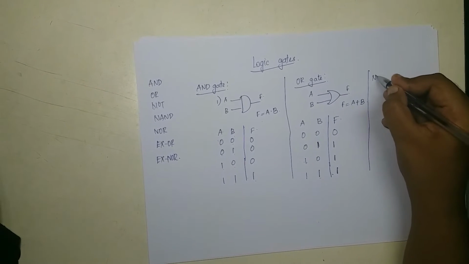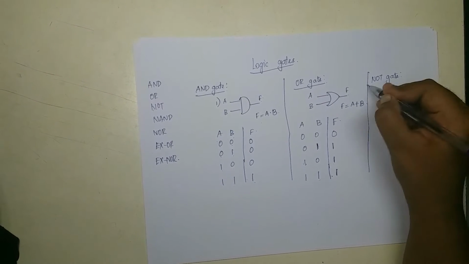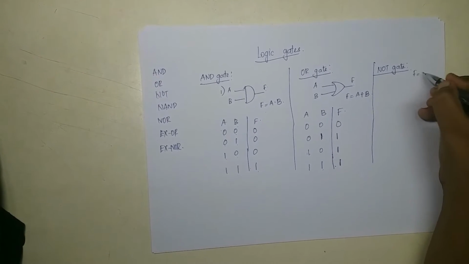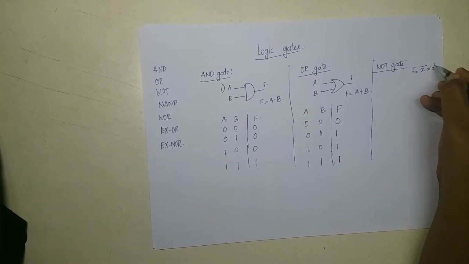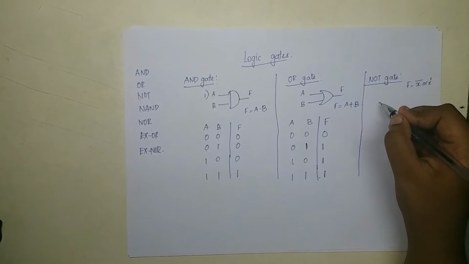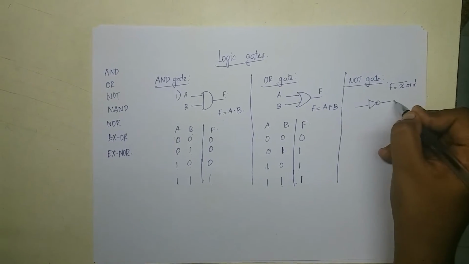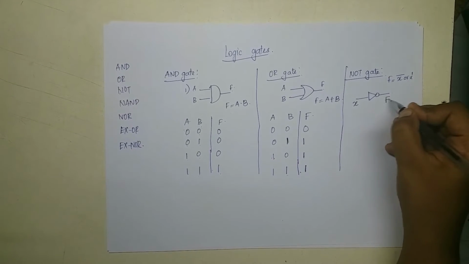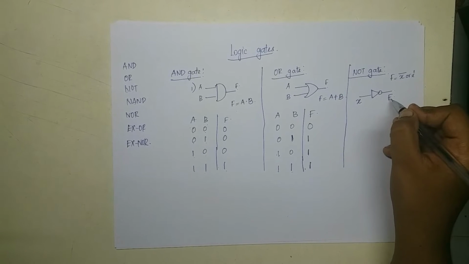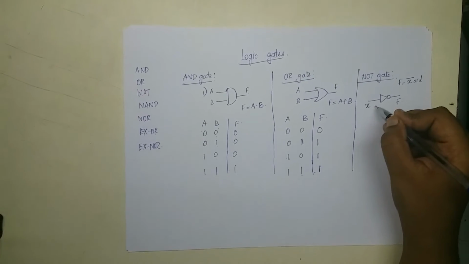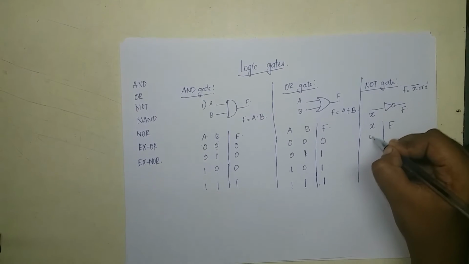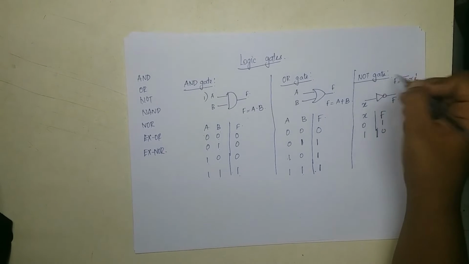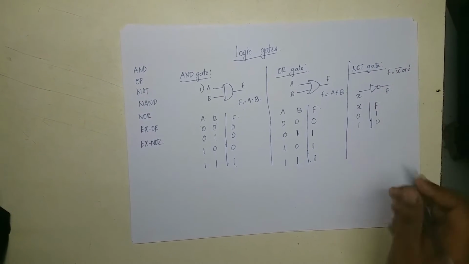Then the next gate is NOT gate. The algebraic function of NOT gate is F is equal to X bar or X dash. Here the graphic symbol of NOT gate is like this. We will be having one input and one output. If it is X, it will be F, where F is the inverted output of X. So if X is 0, the output is 1. If it is 1, the output is 0 in the case of NOT gate. It will be the inverted form of the input.